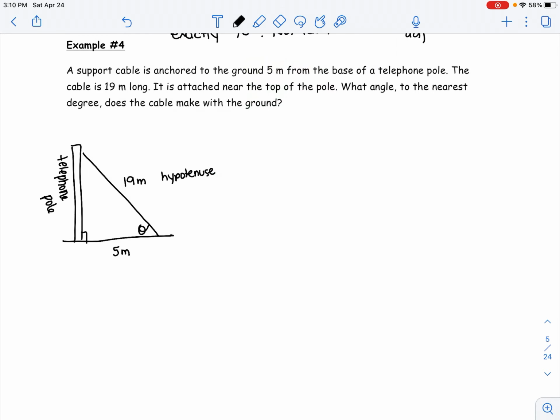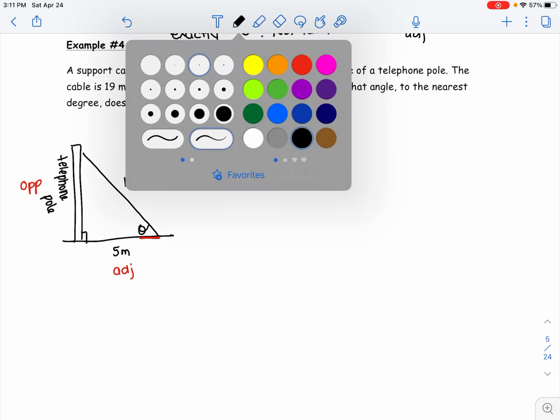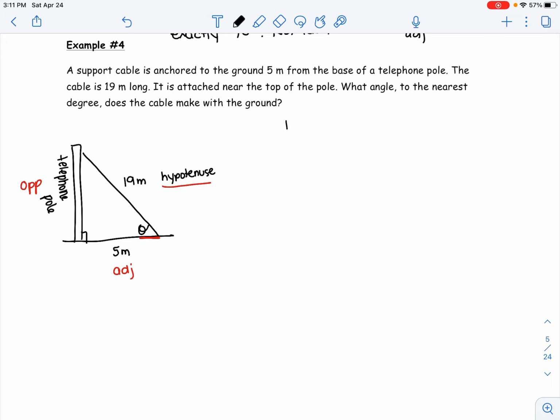So when we're labeling our sides, we know that the longest side is always our hypotenuse, which we already labeled. The other side length coming out of that angle is always called our adjacent side, which means that this is our opposite side. Now for TOA, we need to remember that tan is equal to the opposite over the adjacent. We don't have the opposite side, so this is where we're going to have to use Pythagorean theorem to solve for our opposite side. So we can either put A or B as our opposite side, it really doesn't matter.